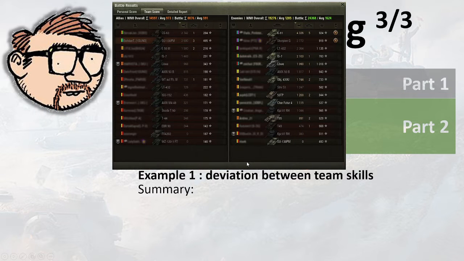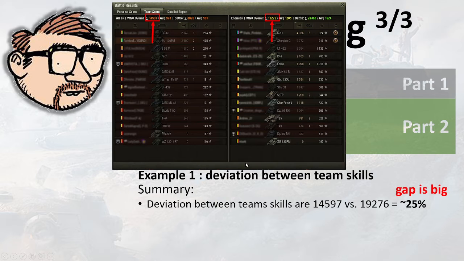First things first, let's start with the deviation between team skills. It's a major thing we can check first. This is basically like comparing a boxing match where a 10-year-old boxer fights Mike Tyson, or comparing an amateur hockey team against a Canadian world champion hockey team. When we compare the skill levels of these two teams, it's basically the same thing.